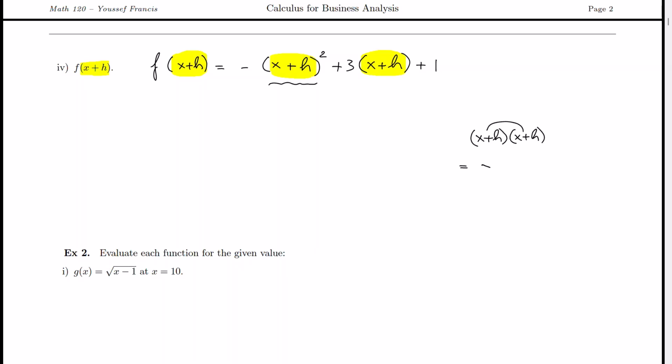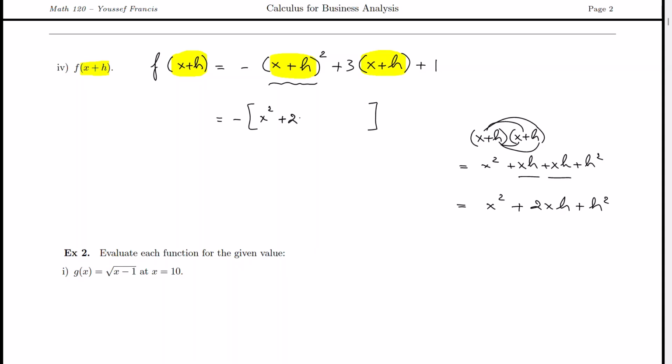X times x is going to be x squared. X times h is going to be xh. And then h times x is going to be xh again. Finally, h times h is going to be h squared. And these two guys in the middle are like terms, so we can combine them, and this will be x squared plus 2xh plus h squared. So we know that that answer goes in front, but be careful because there's a minus in front of it. So to keep track of everything, I'm going to put minus, I'm going to put a little bracket there and just copy the solution that I got, which is x squared plus 2xh plus h squared.